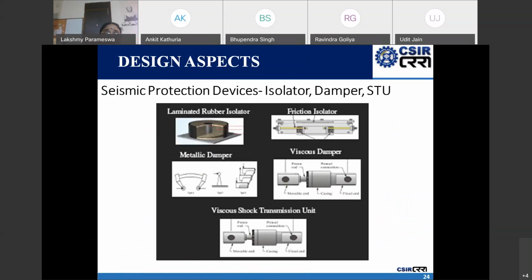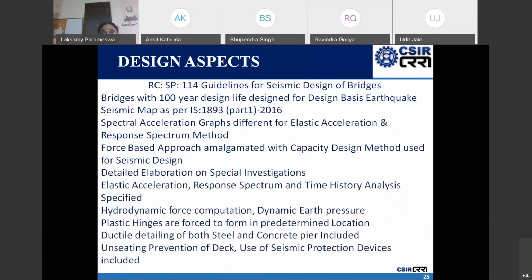There are other seismic protection devices like your viscous damper or shock transmission units. They are also provided in bridges, and this IRC SP 114, the guideline for seismic design of bridges, is a recent one. Here the bridges with 100-year design life are to be designed for design basis earthquake. And one thing I want to say, that the seismic map and wind map, whatever is provided in BAS, we have to follow for the bridge design also.